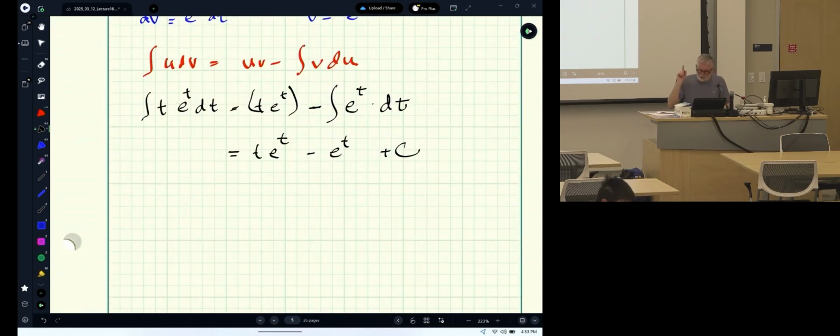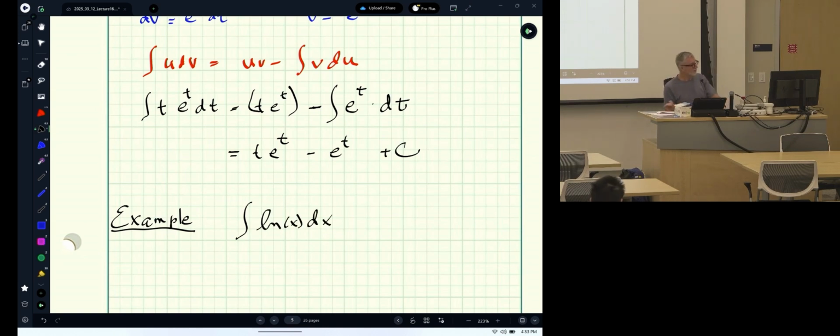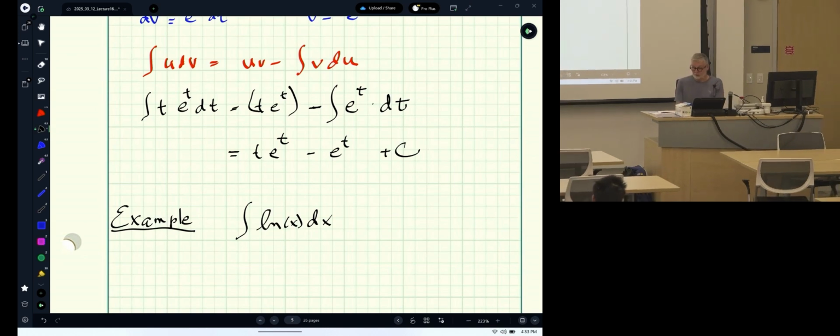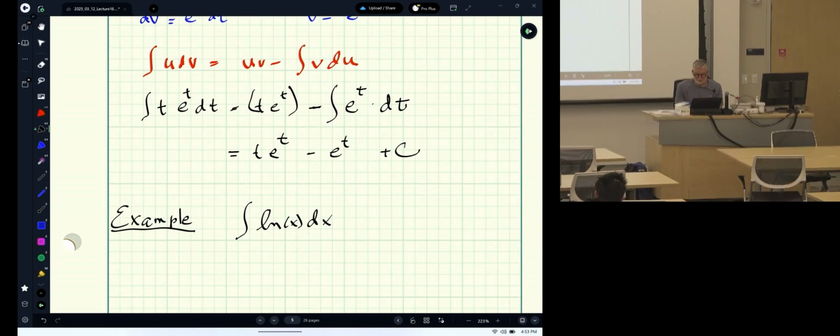Okay, now here's a little bit more challenging one. We actually solved this on Monday, but I want you to do it from first principles, not from memorization. So what's the antiderivative of the natural log of x? How do you think about that one?